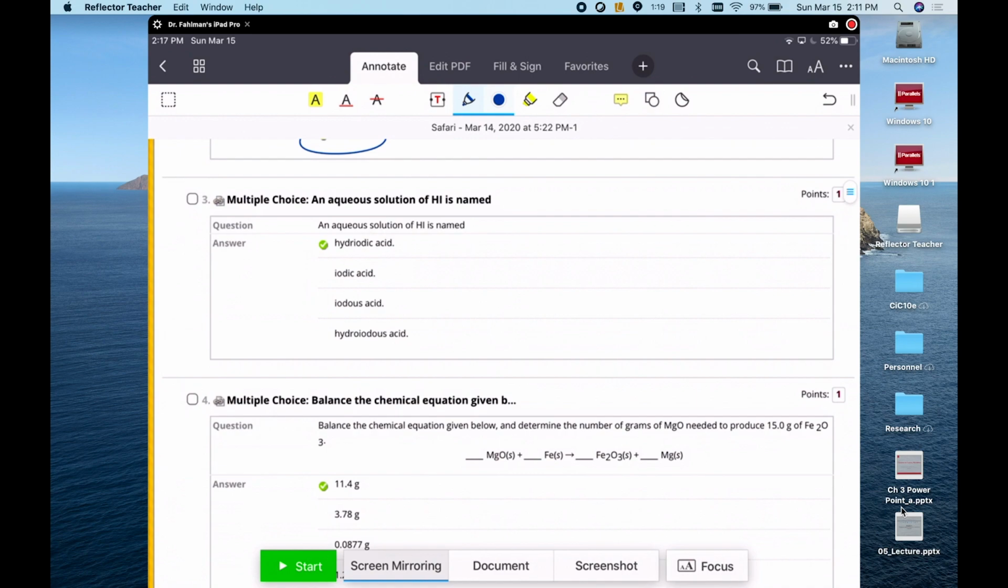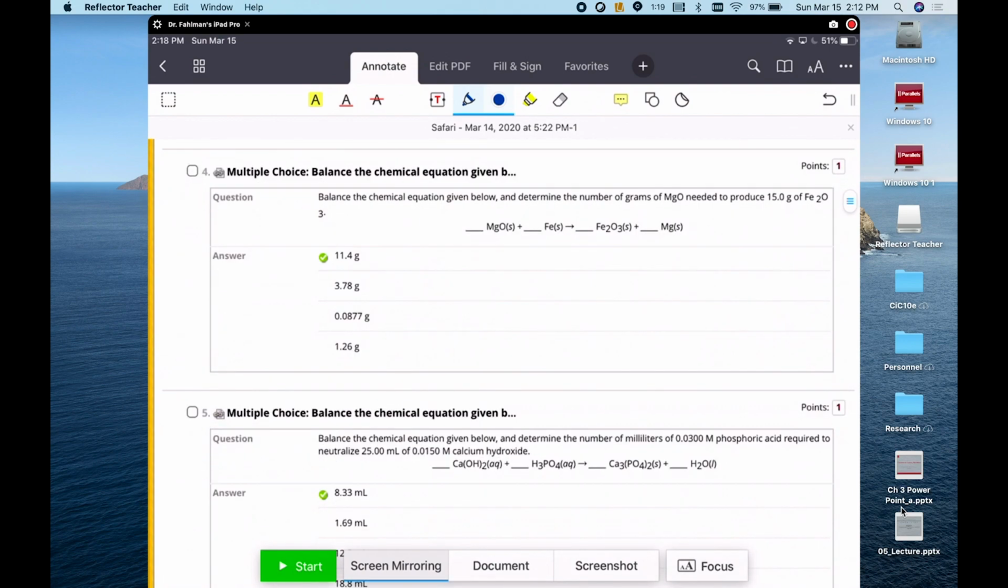This one is just about naming, and so I think pretty straightforward. Make sure you look at the PowerPoint slides for all the names of other kinds of acids, like iodous acid, all of those ones. But this one is just hydroiodic.